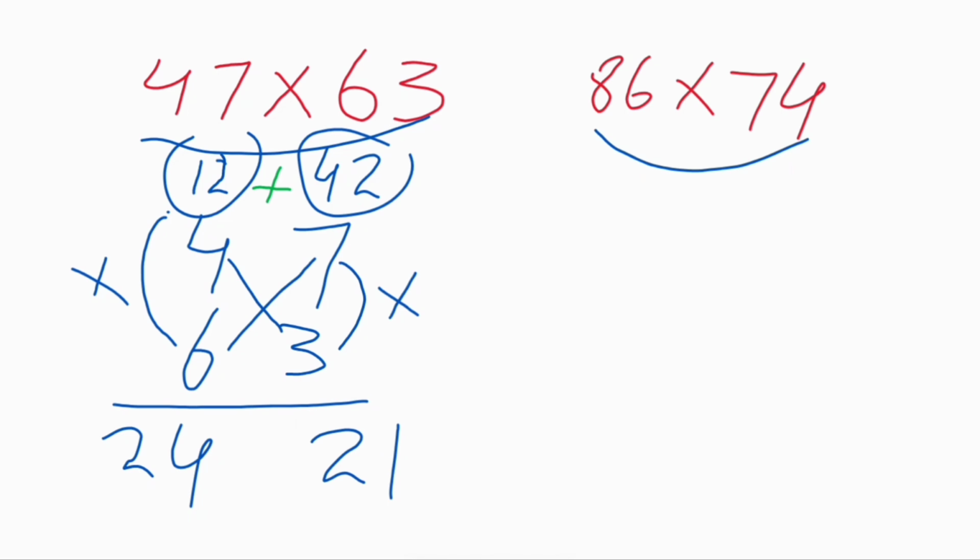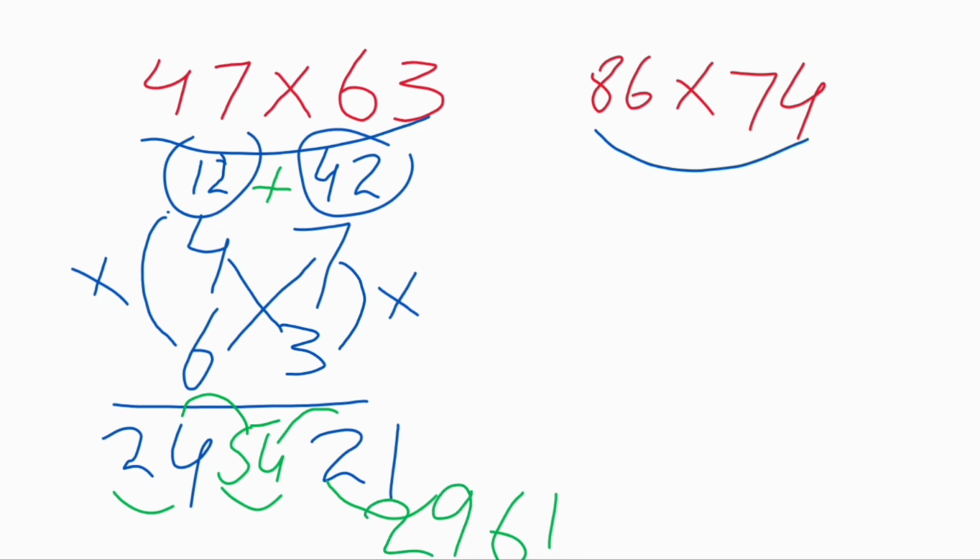So 54 goes right in the middle of 24 and 21. So 54. Now last step, write 1, and 2 carries to the left side. So 4 plus 2 equal to 6 and 5 carry to the left. So 4 plus 5 equal to 9 and write 2. So 2961 is the correct answer.